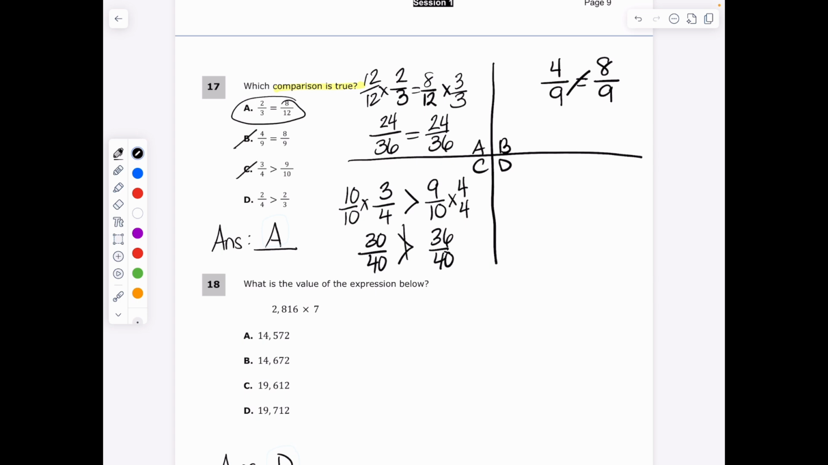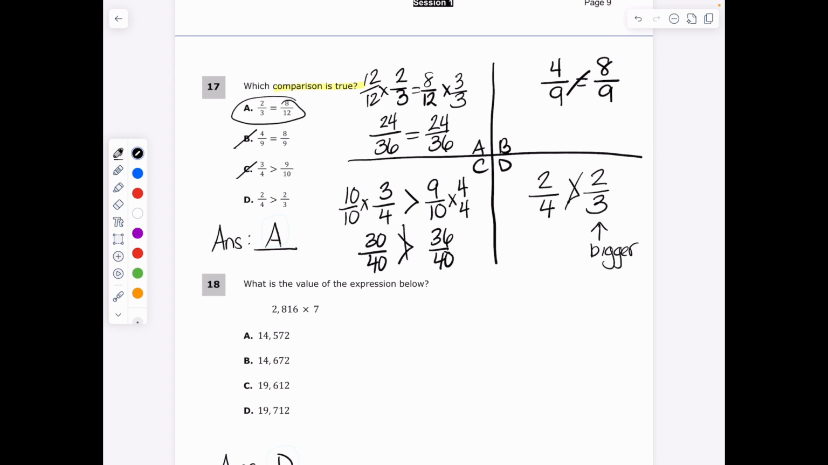And with D, again, 2/4 is greater than 2/3. Now I'm going to use a little bit of common sense here because my numerators are the same. So because my numerators are the same, what do I know about the denominators? I know that the smaller denominator is going to be a bigger piece. It's like when you want to share, if you had to share something, would you rather share with 3 people or 4? I'd rather share with less people so we all get a bigger piece. So I know that this is the bigger one. So this one is not true.